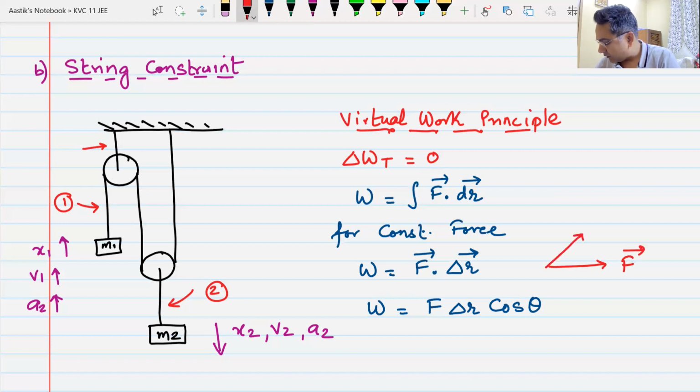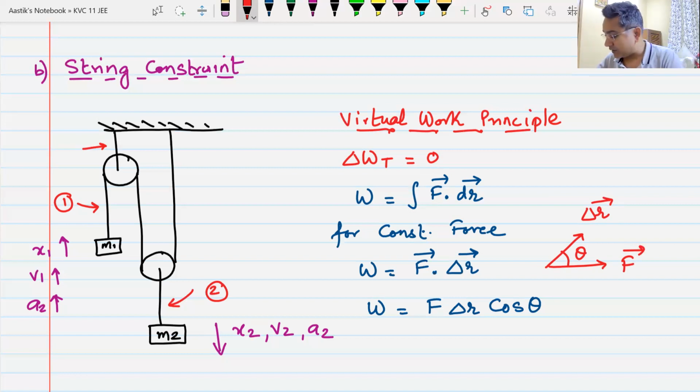Theta is the angle between force and displacement. Do we understand this? Theta is the angle between this force and displacement. So work done is F into displacement into cos theta.